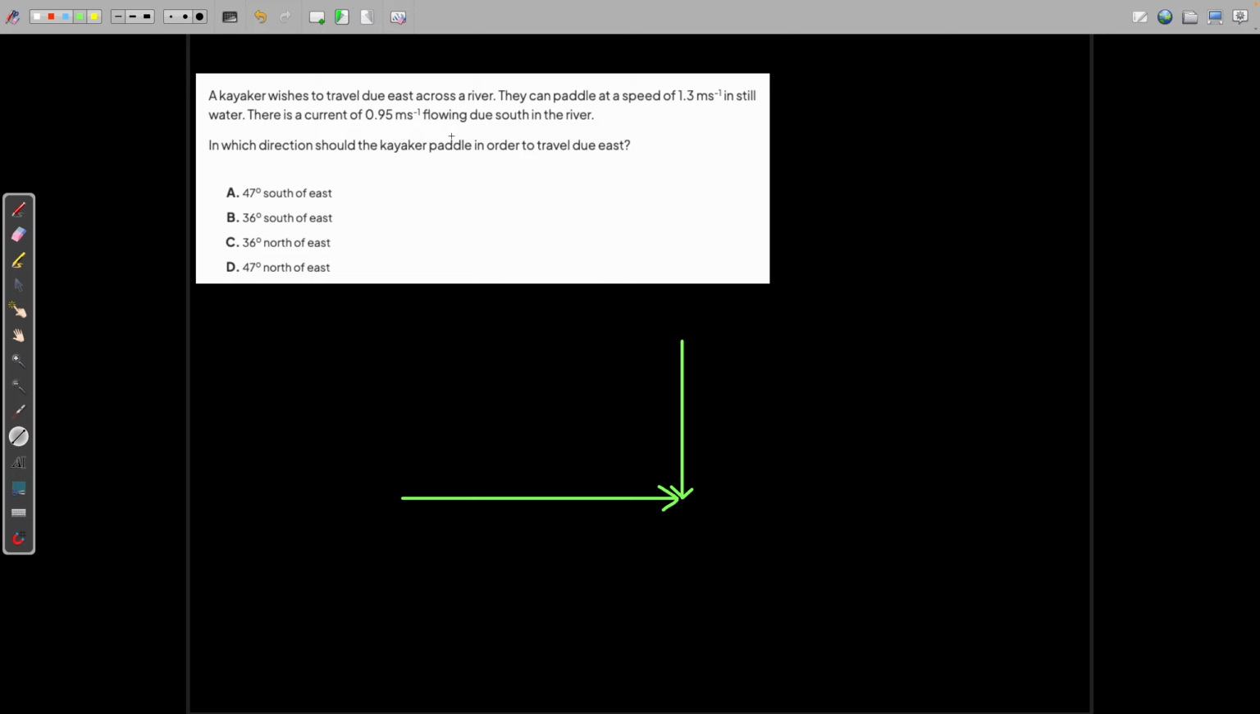And that's 0.95 meters per second. So these are at right angles. Now, this is the resultant vector. If you want to find the resultant vector, you add vectors tip to tail. So the other vector must go from the tail of this one to the tail of this one, like this. So that would form the vector triangle.